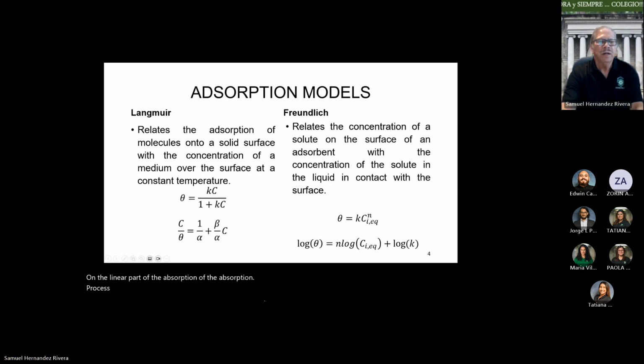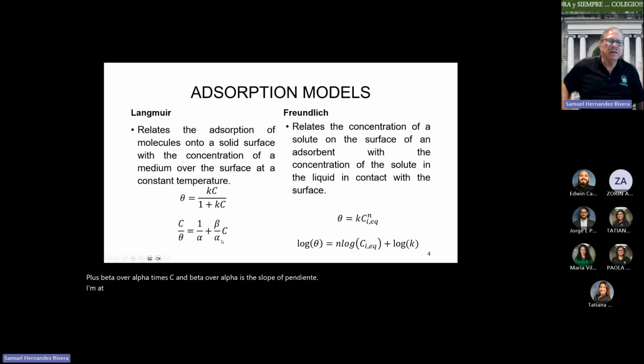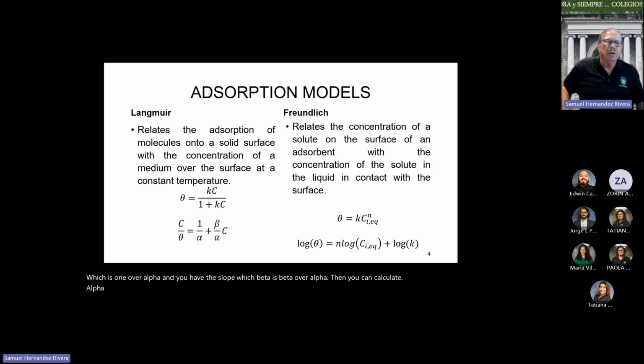plus beta over alpha times C, and beta over alpha is the slope, la pendiente. As soon as you get the intercept on the y-axis, which is 1 over alpha, and you have the slope, which is beta over alpha, then you can calculate alpha and beta from the linear section of the adsorption process.